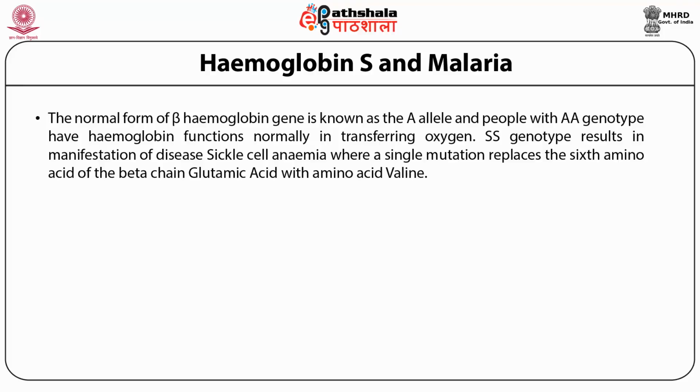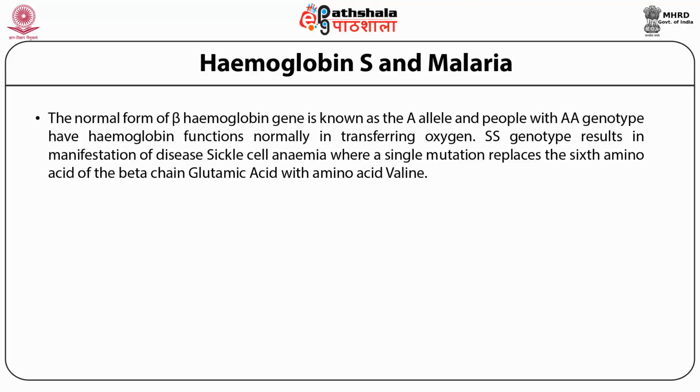The normal form of the beta hemoglobin gene is known as the A allele, and people with the AA genotype have hemoglobin which functions normally in transferring oxygen. The SS genotype results in the manifestation of a disease called sickle cell anemia.